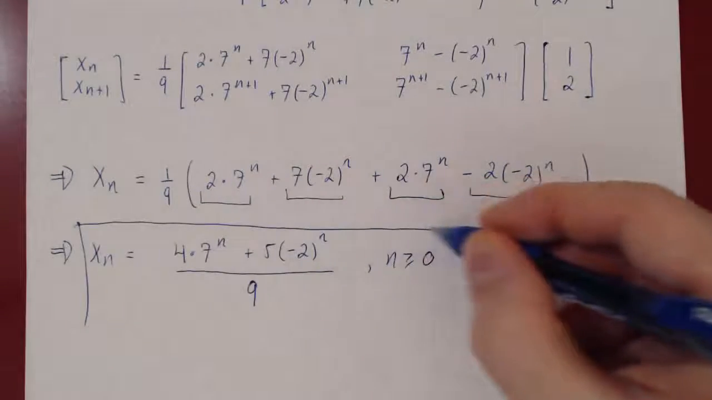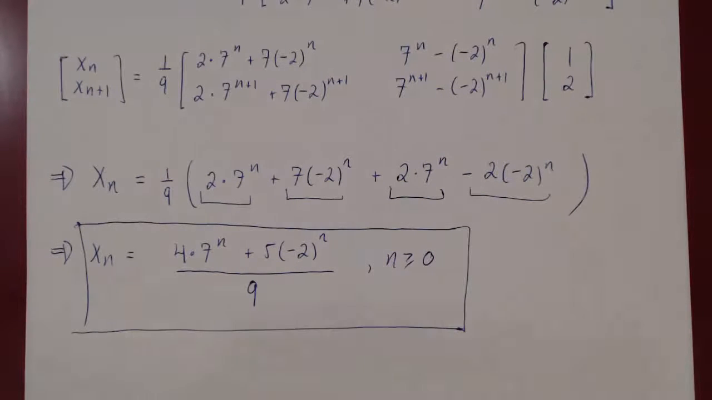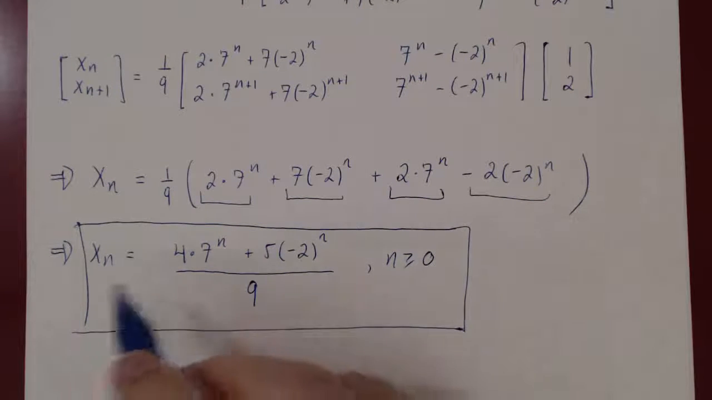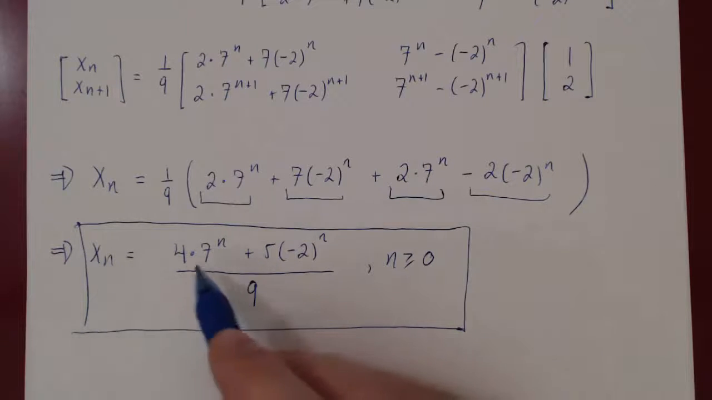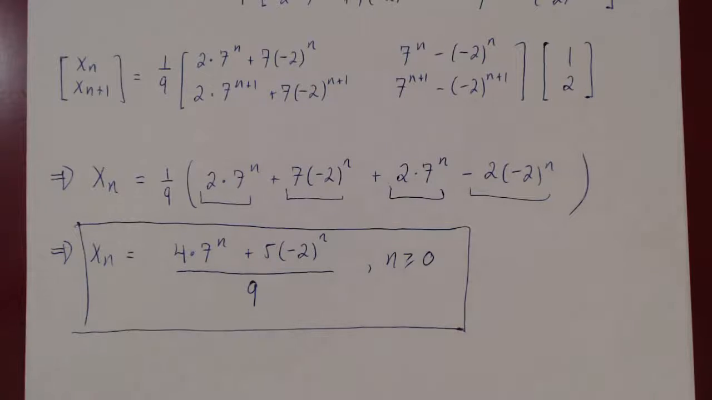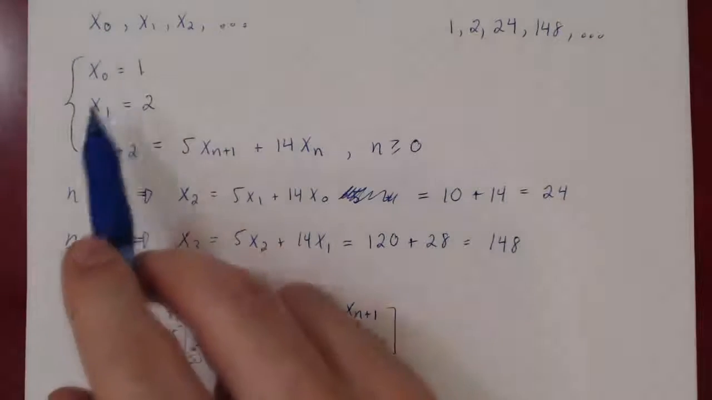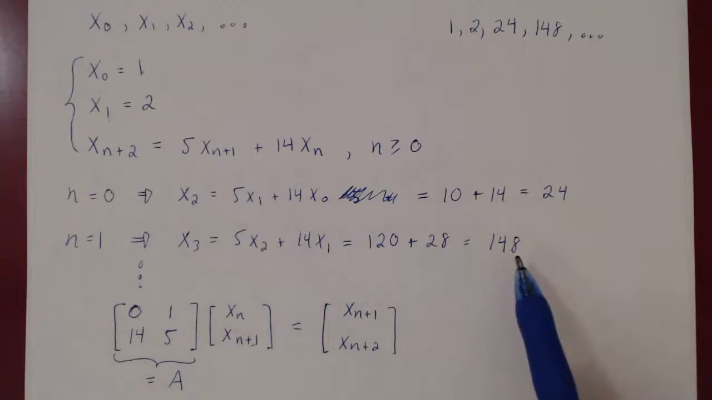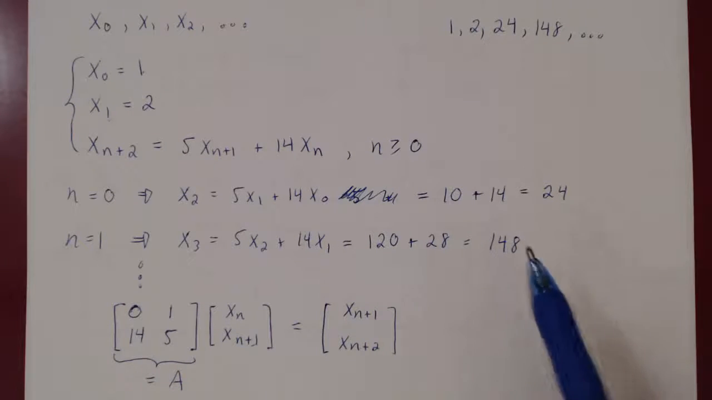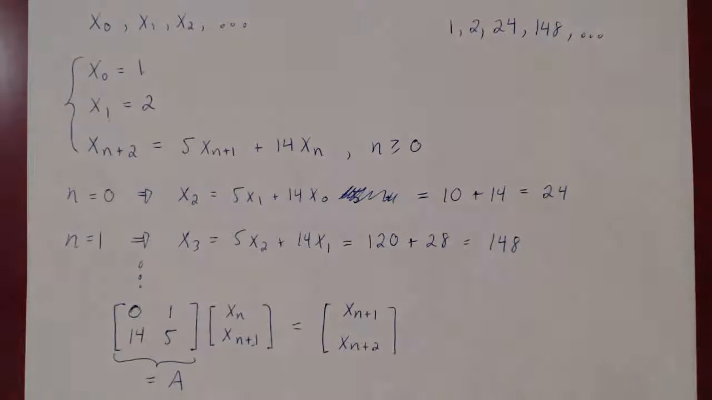And you see, you no longer need the recurrence to find the terms of your sequence. You have a formula now. For any given term of your sequence, if you want the nth term, plug n in here, and you'll have the term. Well, let's check this out. Let's go back to our sequence. We had found that x0 was 1, x1 was 2, x2 was 24, x3 was 148. Let's just check that our formula holds for x0, x1, and x2.